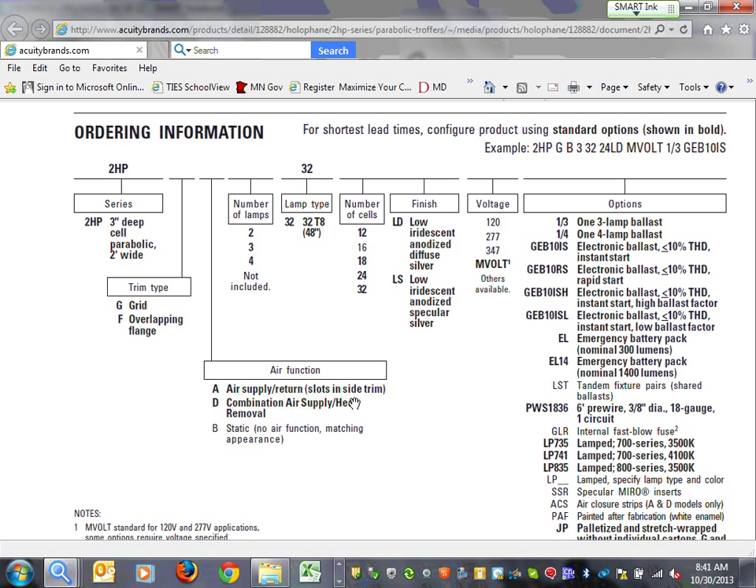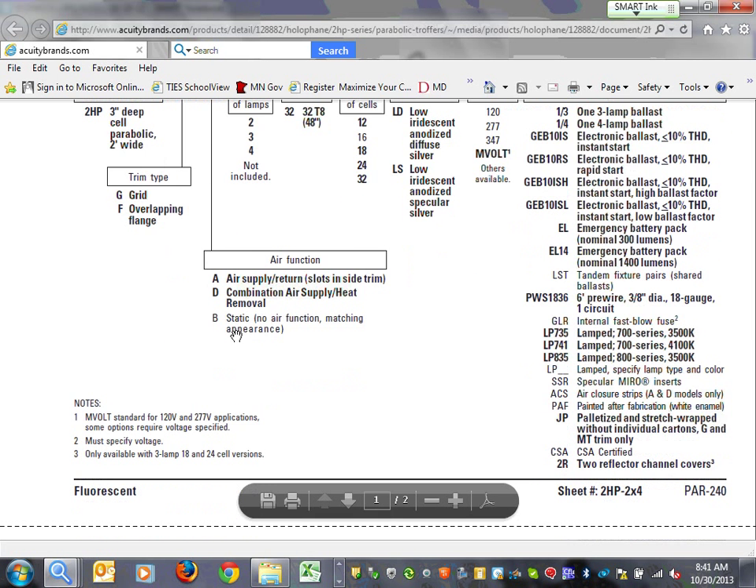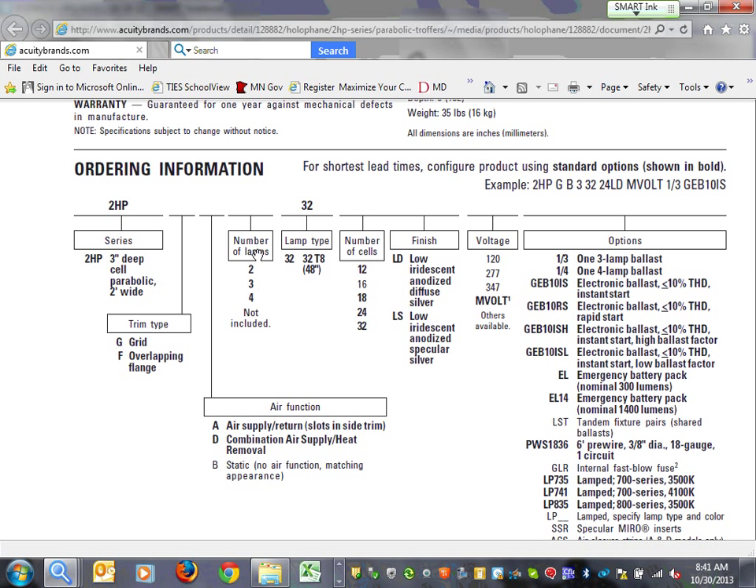If you guys look at this fixture above your head, do you see a gap between the fixture and the grid? No. Sometimes you walk and you see a fluorescent light and there's a gap around the fixture. That's because they allow the air return. So these are how you choose air return and so on. Number of lamps, you can use 2 all the way up to 4. Lamp type, 32 watt, 32 T8, 48 inches. These are your options.